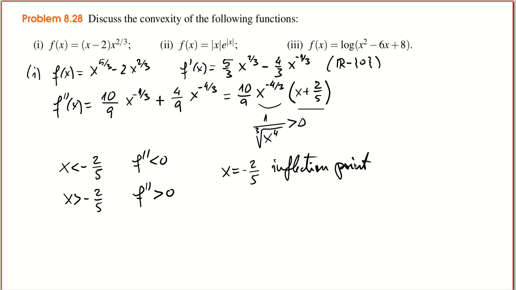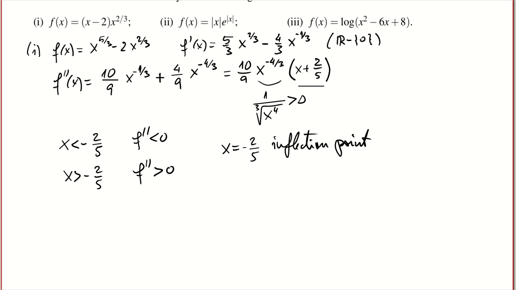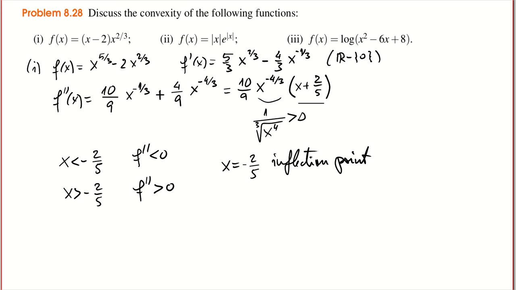Well, if you want to know what this function looks like, for x smaller than 2/5 in magnitude it is negative, for x larger than that it is positive. The derivative diverges at 0. At 0, the function is 0. So it looks something like this.